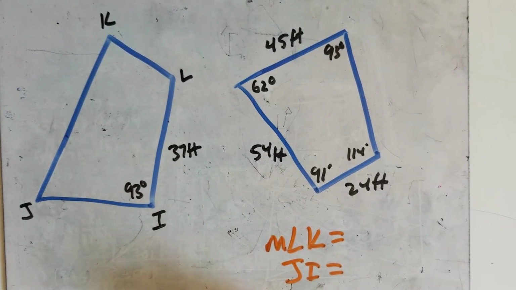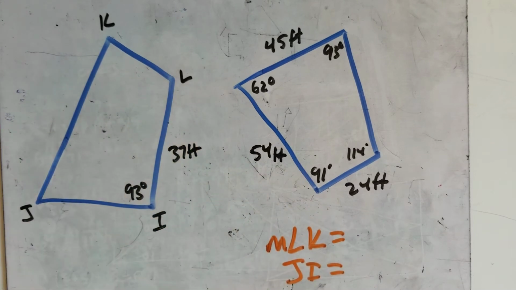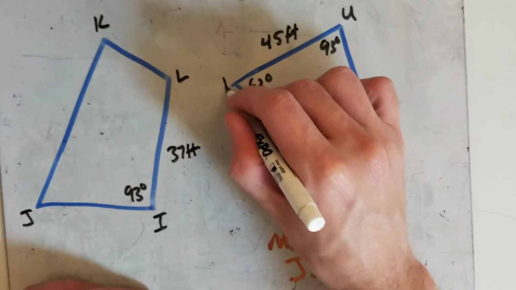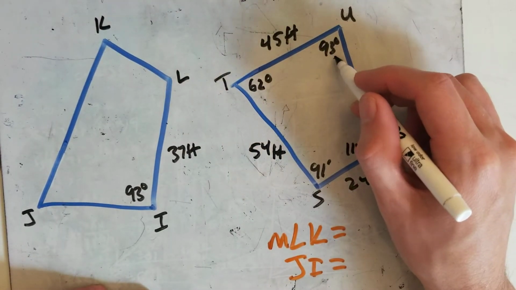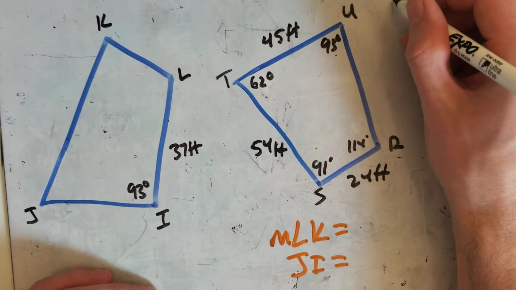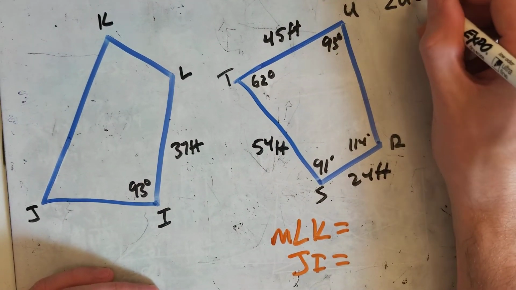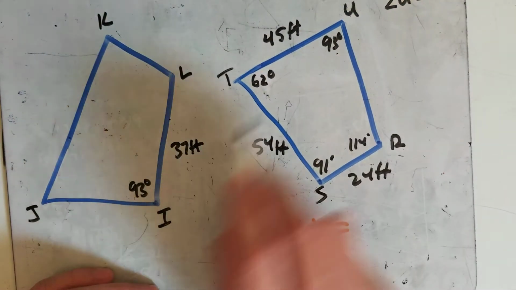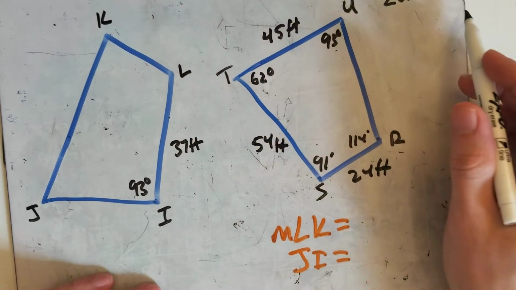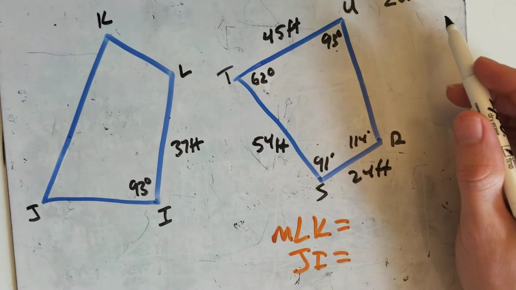So for this, we need to pull out some more information. Well, let's see. We didn't list the sides over here. We have U, R, S, and T. If you look at the 93 degrees up here, that's going to correspond with the 93 here. So you know angle U is going to be congruent to angle I. We can figure that out just by looking at them.